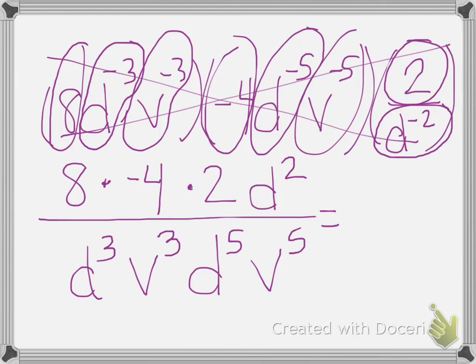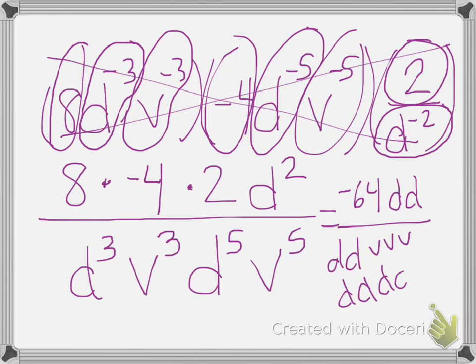So 8 times negative 4 times 2 is negatives. 8 times 8 is 64. Negative 64. And then you have 2 d's up there for the d squared. Down below you have 3 d's, 3 v's, 5 d's, and 5 more v's.